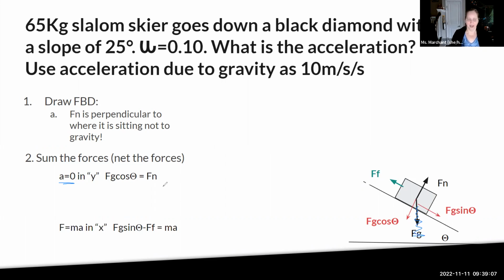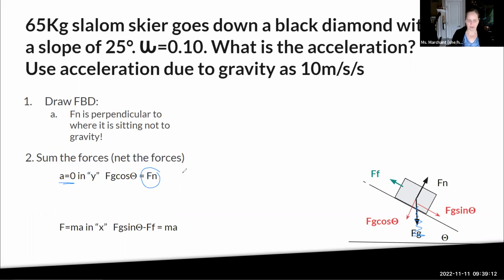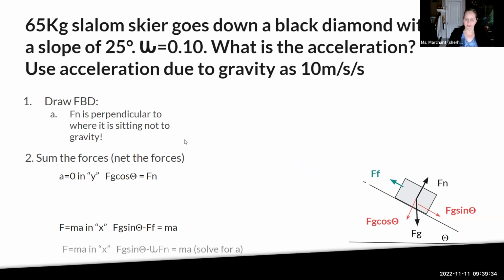How can I find that? Same as before. I have my force of normal from this first problem, and then you're going to find the normal force, and then you're going to use that to find the friction force. And now I have all the components of this and can solve for the acceleration. And if you're doing that on your own to check it out, that would be the acceleration that I got.